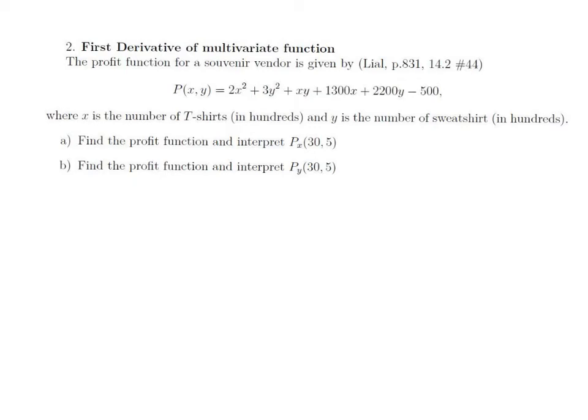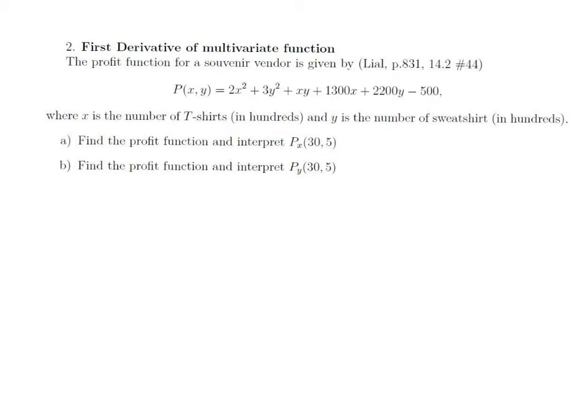Let's look at question 2, first derivative of multivariate functions. This one is a more business contextual question. It says the profit function for a souvenir vendor is given by P(x, y) = 2x squared + 3y squared + xy + 1300x + 2200y - 500, where x is the number of t-shirts in hundreds and y is the number of sweatshirts in hundreds.